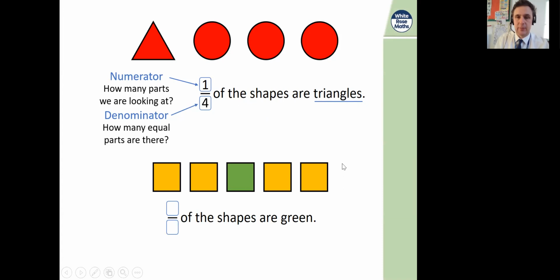Let's have a look at these. Our denominator on the bottom, have a think about what it's going to be. Can you work out what fraction of the shapes are green? Well, our denominator on the bottom, we can count up how many of the shapes there are. The denominator is going to be 5. And then our numerator, how many parts are we looking for? Well, we're looking for green shapes. We can see that we've got just 1 of those, so our numerator will be 1. 1 out of 5 of the shapes are green, or 1/5 of the shapes are green.